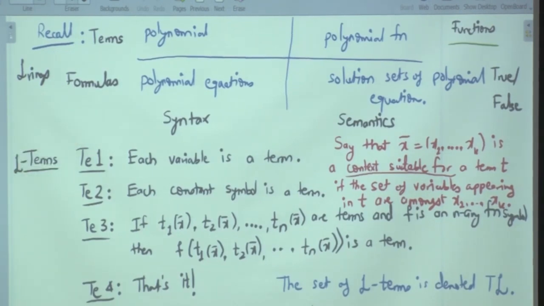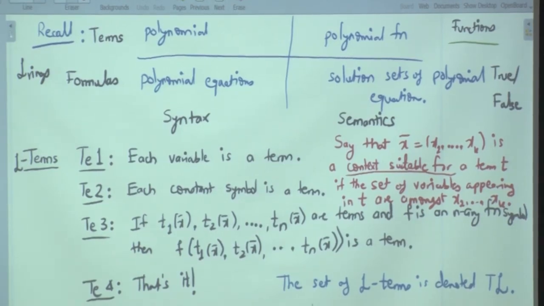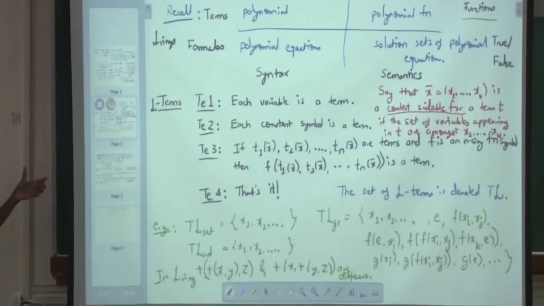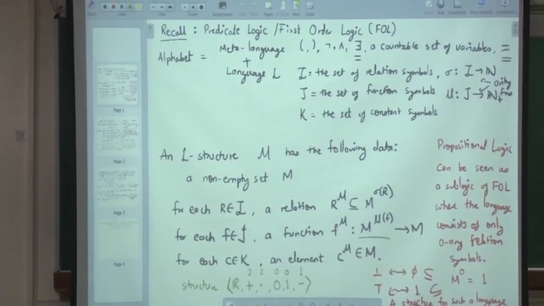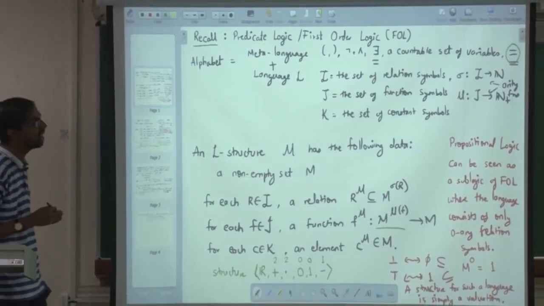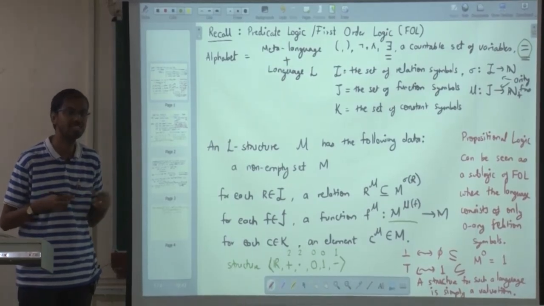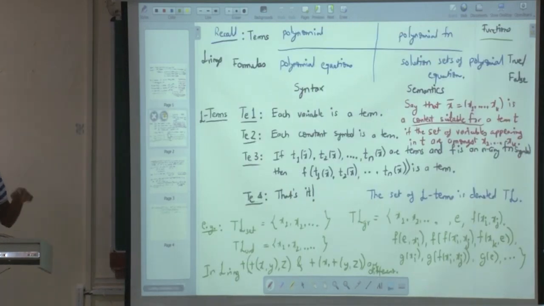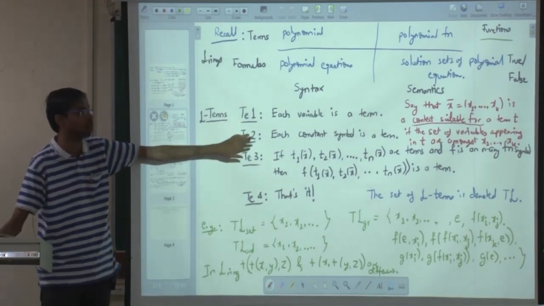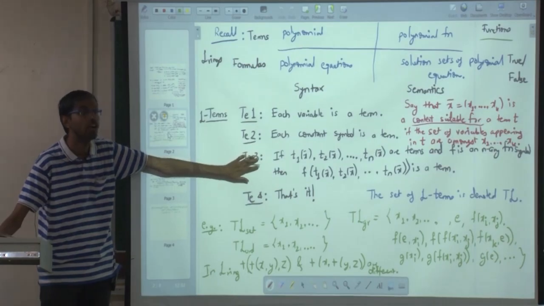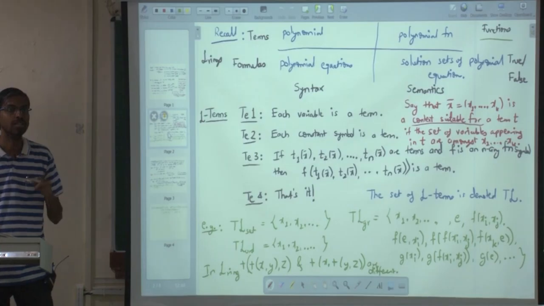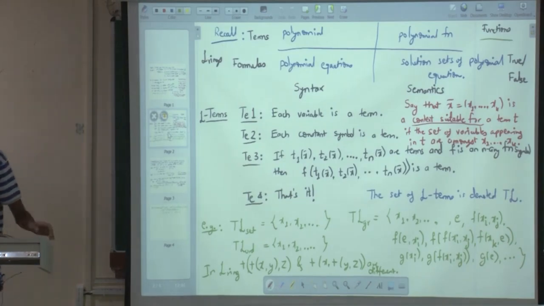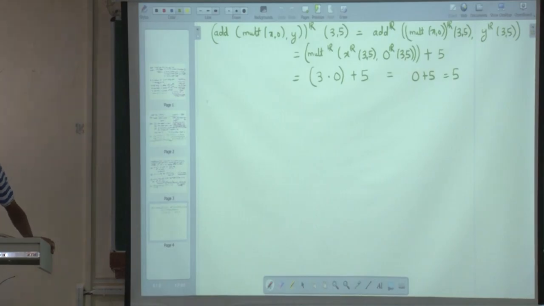So formulas are generalizations of polynomial equations or polynomial inequalities. When I say equation, then I am referring to equality. And equality is what? It is a meta-language symbol, but it is also a binary meta-language symbol. It is a relation symbol. So if you remember, TE1, TE2, TE3, they were all about variables, constant symbols and function symbols. Formulas are all about relation symbols and equality, and then constructing more complicated formulas from that. Okay, so L formulas.